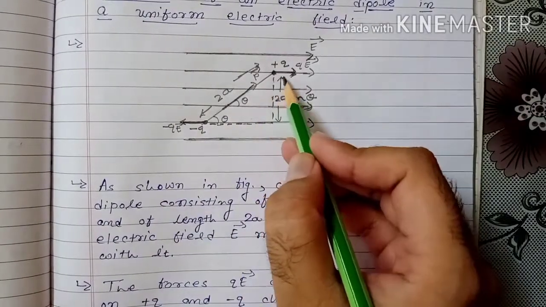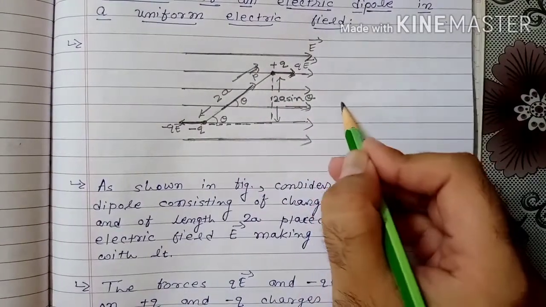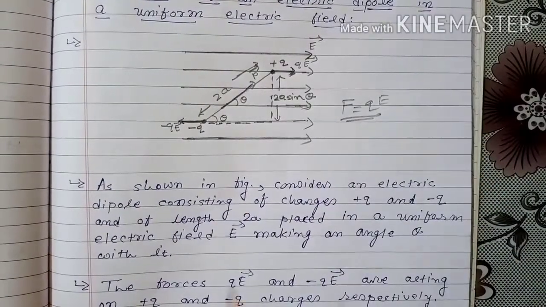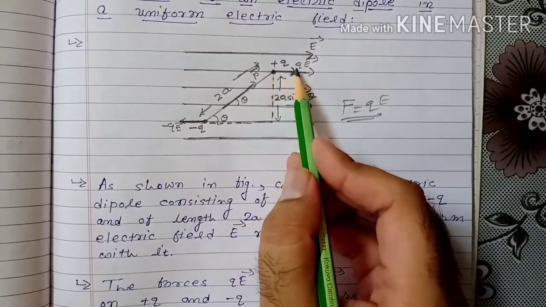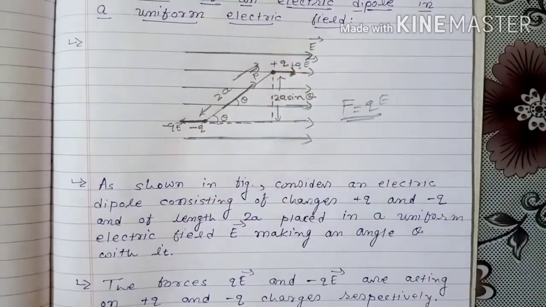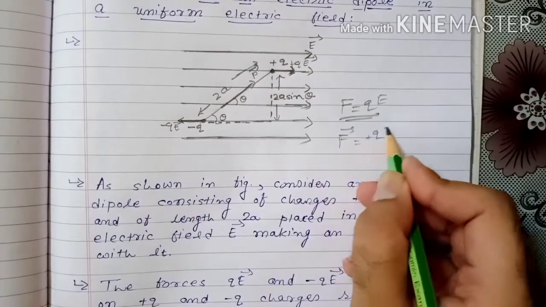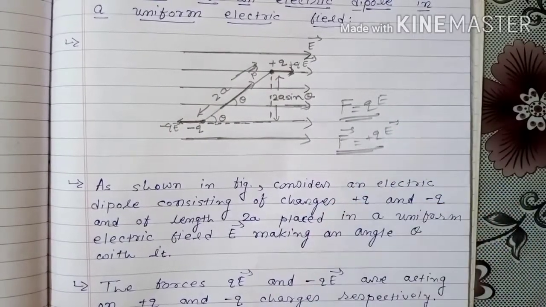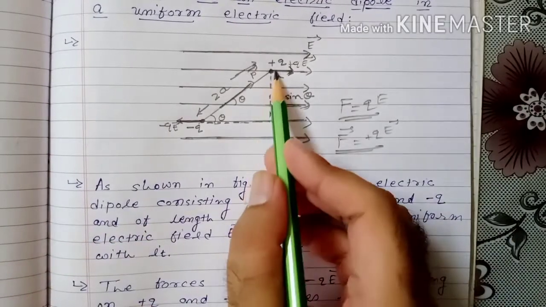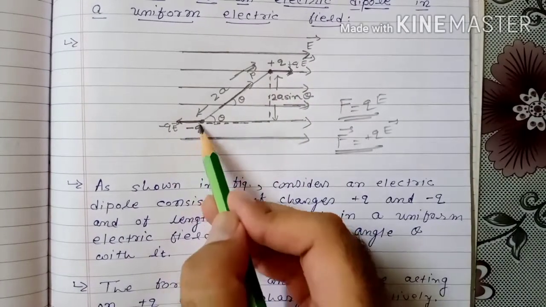So these charges are taken as test charges, and force acting on a test charge is given by the formula F is equal to QE. This formula is known to us. So force acting on plus Q is plus QE vector. Plus QE vector means what? Here force and electric field are both in the same direction. Electric field is towards right, then force acting on plus Q is also towards right.